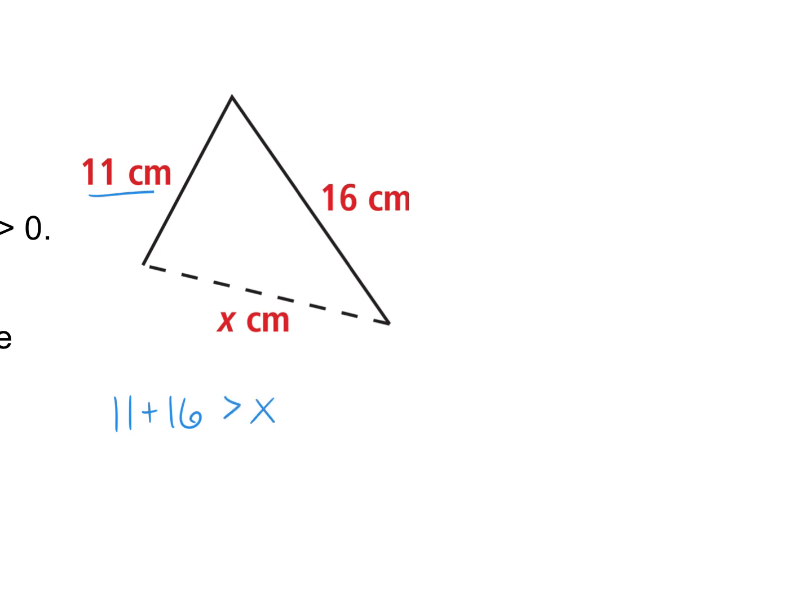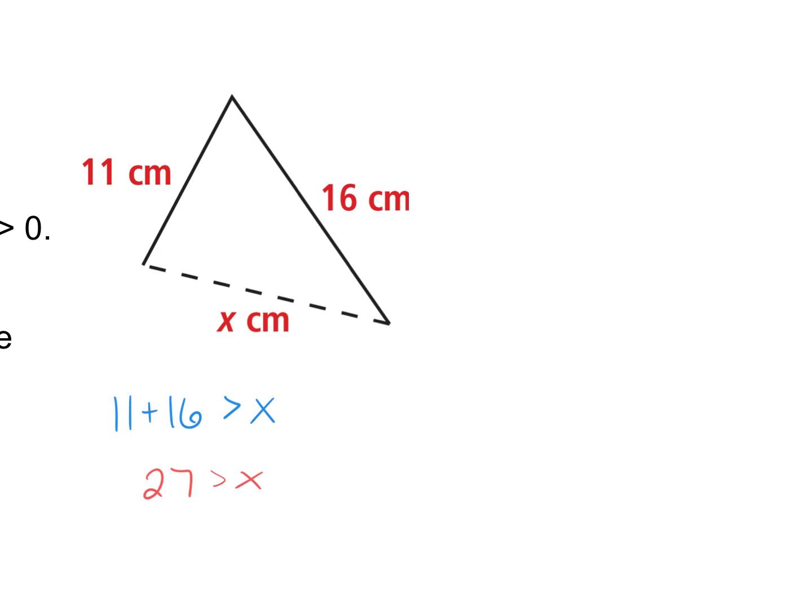Well, can I add 11 and 16 together? I get 27, right? So 27 is greater than x. So we know x has to be less than 27. What else has to be true? Ronan, it has to be greater than 5. How do you know that? 16 would be the biggest side, so it can't go less than 16.